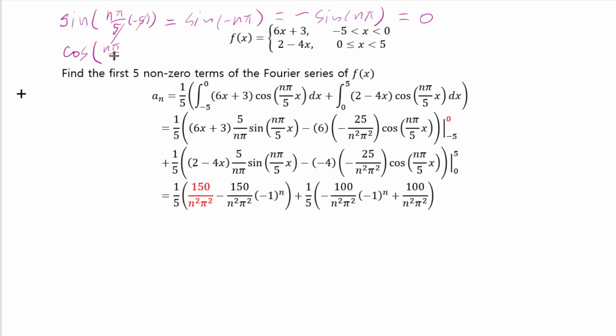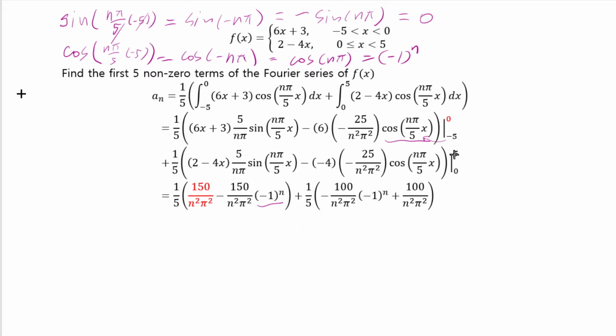Similarly, if you plug in negative 5 here, you get cosine of negative n pi. But cosine is an even function. An even function just eats up the negative sign. So this is the same as just cosine n pi, which is just negative 1 to the nth power. Okay, so that's why you get negative 1 to the nth power when you plug in negative 5 in here. And then the coefficient is the same, but you have to subtract. That's why you have a minus here.